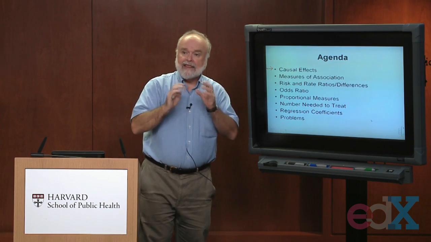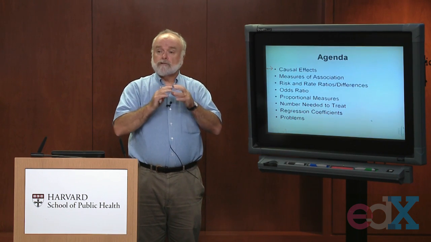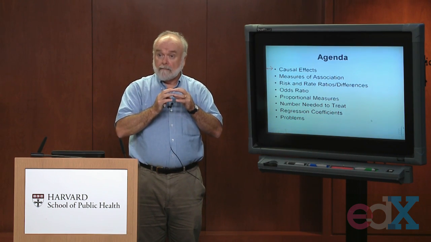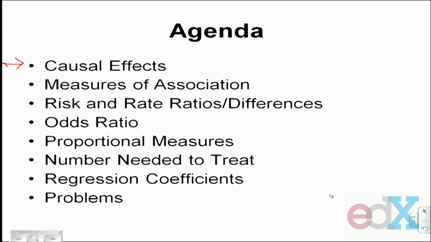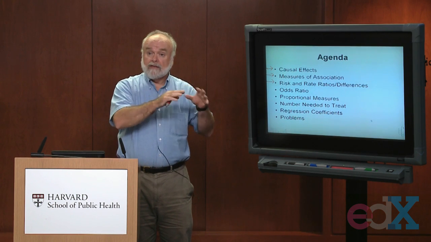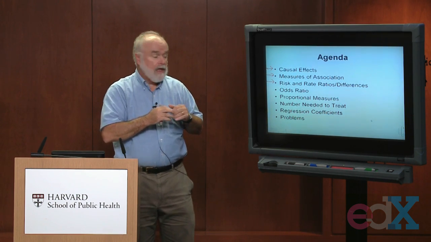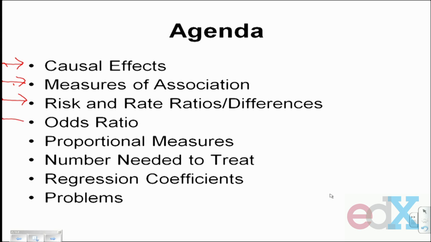And then I'm going to try to link that up to the measures of association that we're going to be talking about this week. I'm going to begin talking about risk ratios and rate ratios, and risk differences and rate differences, building on what we did in the last sequence of lectures. And then I'm going to move on to talk about another measure of association, namely odds ratios and some of the nice properties of odds ratios.